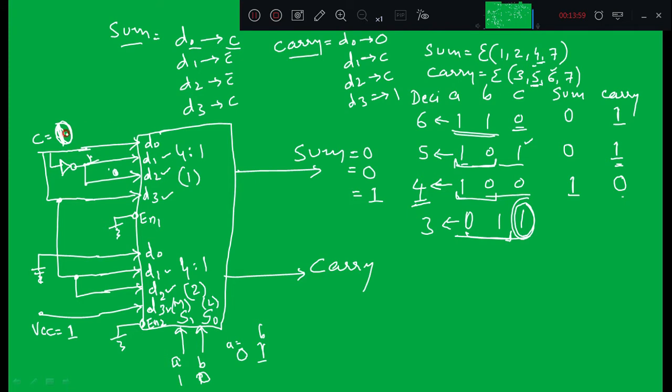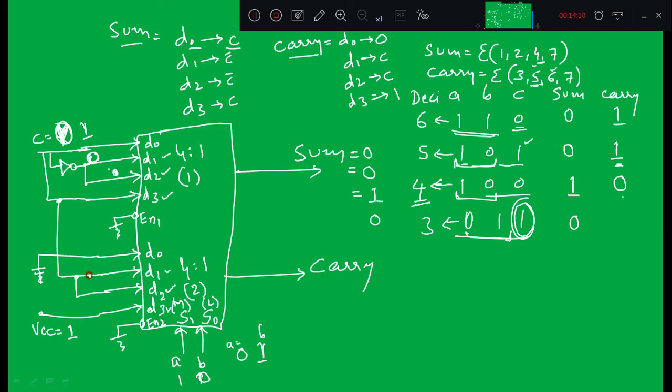What is C here in this combination? C is 1, so I will consider it as 1. Output of NOT gate is 0. Since D1 is selected, sum is equal to 0. Do we have 3 in sum decimal notation? No. Output is correct. And the last one, 0, 1.